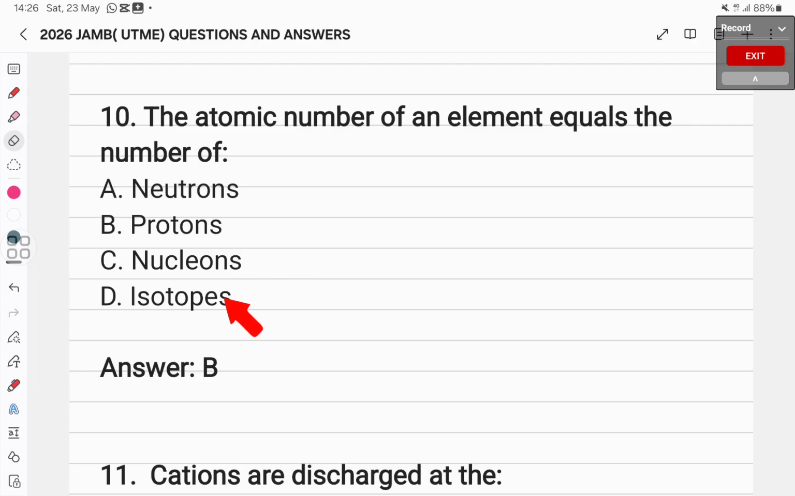Isotopes, we are familiar with that too. Isotopes are two or more atoms of the same element. Don't forget, of the same element. Isotopes are two or more atoms of an element which have the same atomic numbers but different mass numbers. So back to this option, the correct option is B.